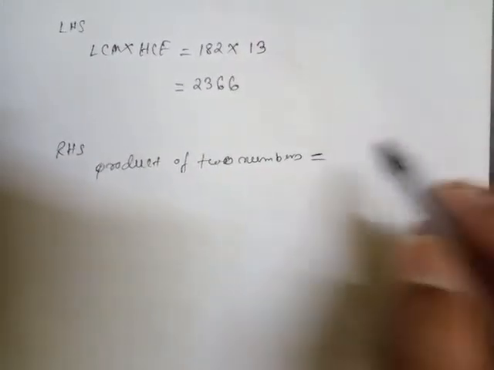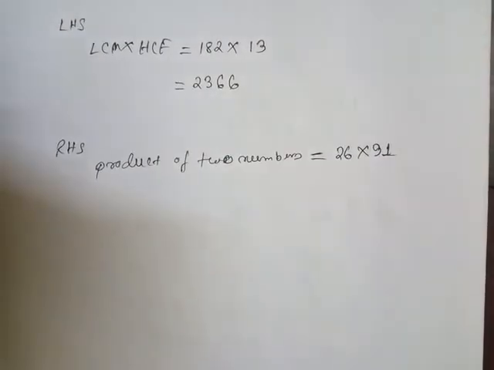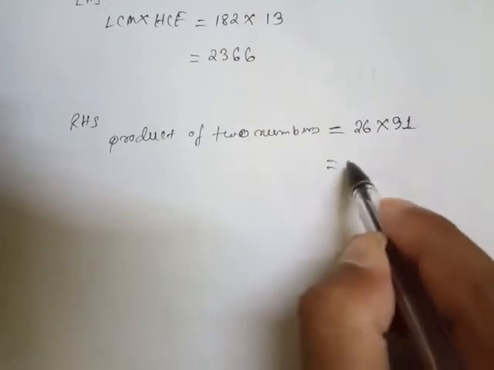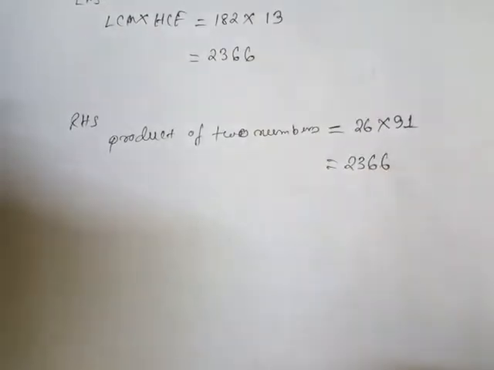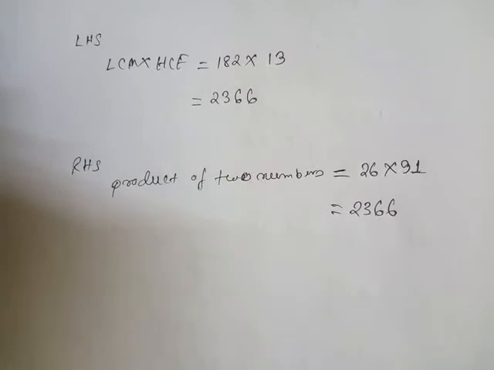That is 26 and 91, these are the numbers. Now after multiplying these two numbers, what will happen? Now students, look, after multiplying 26 and 91, the answer would be 2366. Now look here once, LHS is 2366, RHS is 2366, which means our verification is over.